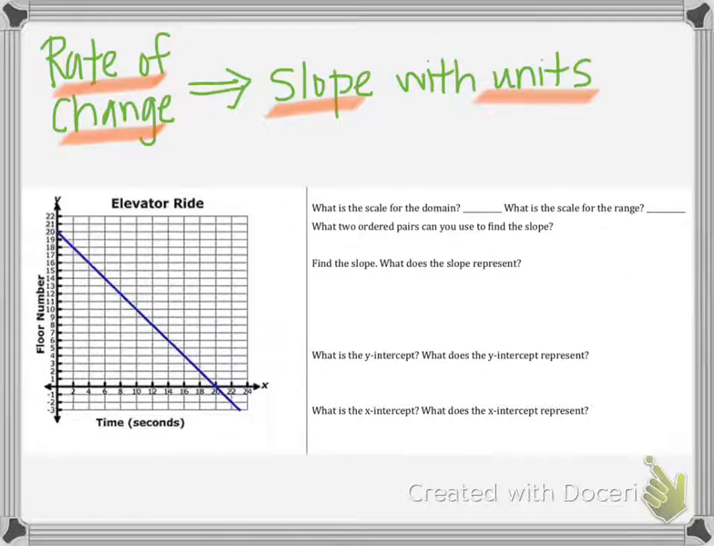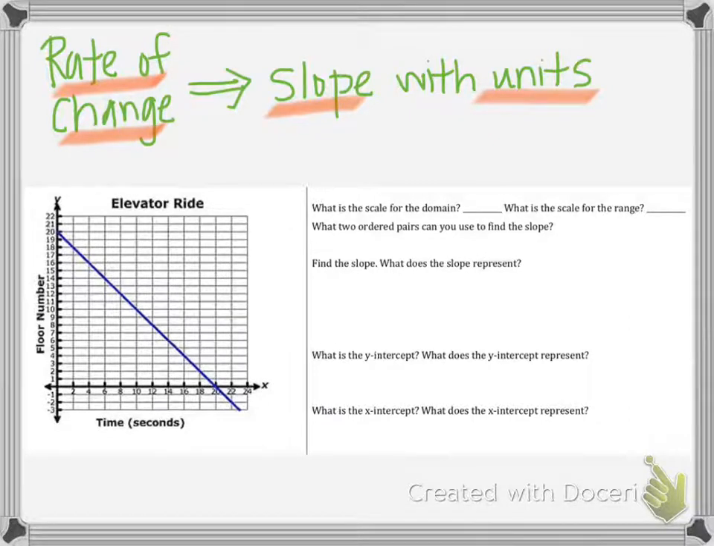The x-axis has time in seconds. The y-axis has the floor number. And it looks like our graph is moving down from left to right. So it looks like at time zero, the elevator is on the 20th floor. And then it keeps going down as the time moves on until after 20 seconds, it's at floor zero, or I guess the ground floor or the basement, whatever you want to call that. So let's go ahead and answer some of these questions.